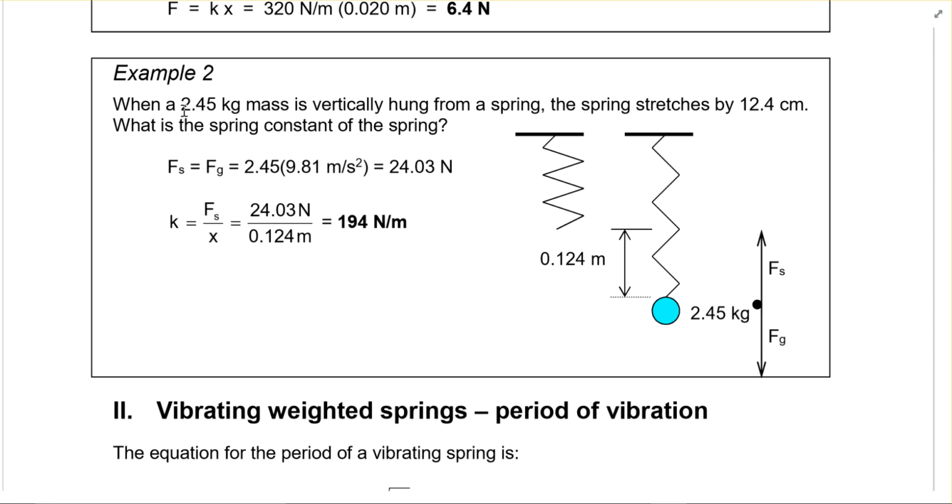Number 2, when a 2.45 kilogram mass is vertically hung from a spring, the spring stretches by 12.4 centimeters. What is the spring constant? So in this case, the restoring force of that spring is going to be pulling back up again, right? It's going to be equal to the force of gravity. So if you drew a little free body diagram there, you can see Fg pulling down, Fs, the force of the spring pulling back up again, it's equal, just in opposite directions. So if you just figure out what Fg is by going 2.45 kilograms times 9.81, that's 24.03 newtons, then you can just rearrange our spring constant equation and just solve by going spring force divided by your position.